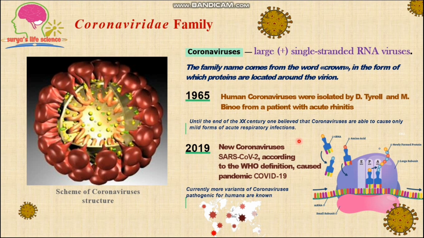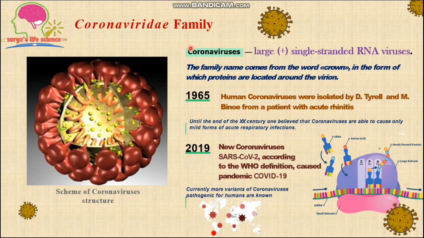The family name of coronaviruses comes from the word crown. Actually, the word corona in Latin means crown, in the form of which the proteins are located around this virion. The spike proteins around this virion look like a crown, and that's the reason behind the origin of the word coronaviruses.